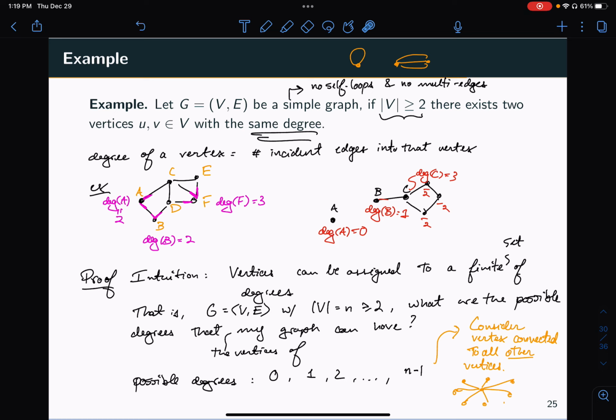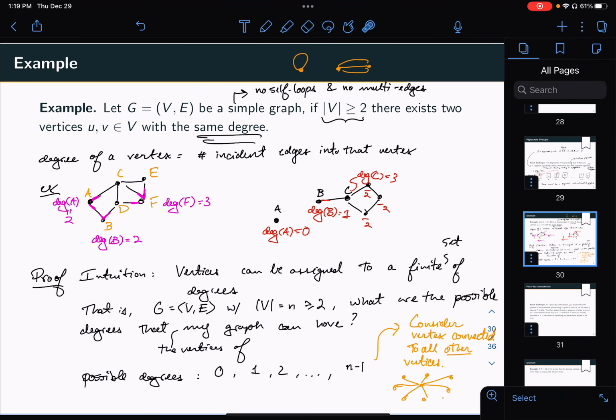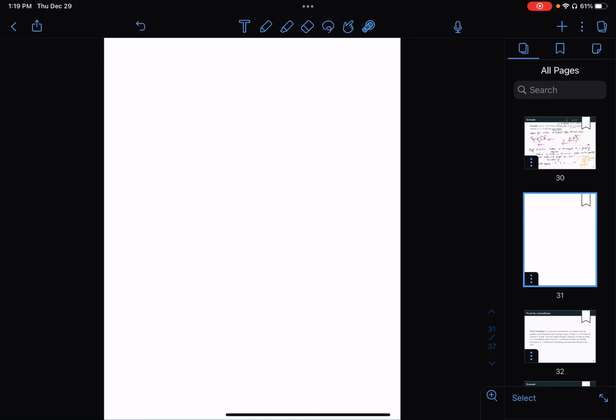And now what I want you to think about is that there's a reason why this example is right after the pigeonhole principle. That's because you can think of the vertices as the pigeons, and the degrees as the pigeonholes. So what does that actually look like? Well, if we add a page here, what that'll look like is the following.